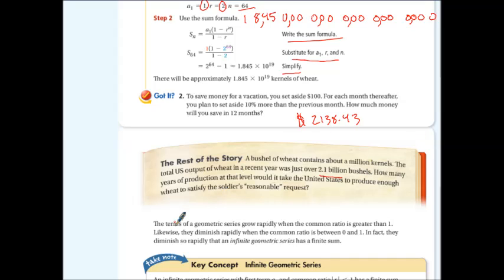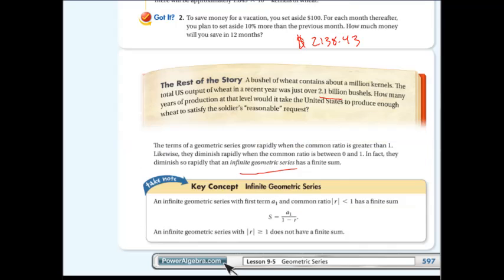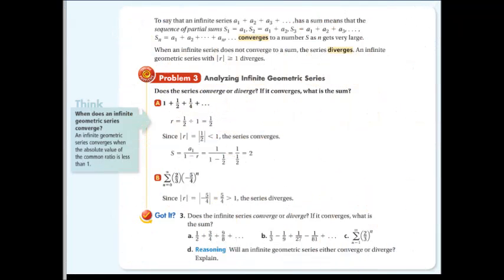So what we have here is the terms of a geometric sequence grow rapidly when the common ratio is greater than 1. Likewise, they diminish rapidly when the common ratio is between 0 and 1. In fact, they diminish so rapidly that an infinite geometric series has a finite sum. So, an infinite geometric series with first term a and a common ratio of less than 1 has a sum we can add to. If the ratio is greater than 1, it doesn't. So let's take a look at what that looks like.